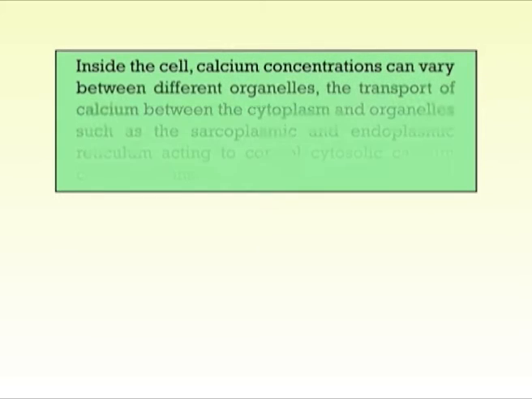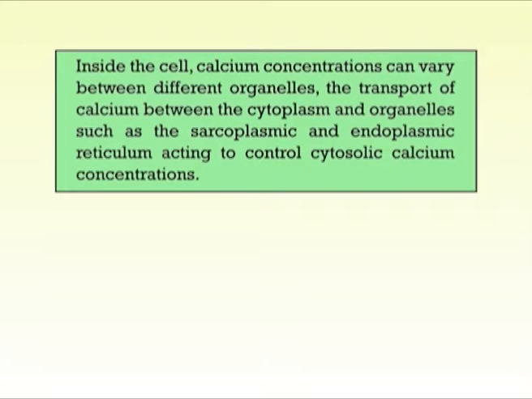Let's study the calcium ATPase. They're also known as the calcium pump. Calcium ions play a crucial role in the metabolism and physiology of eukaryotes. Calcium exists as a gradient across a plasma membrane, with extracellular concentrations being about 10,000 times higher than intracellular ones. Inside the cell, the calcium concentrations can vary between different organelles.